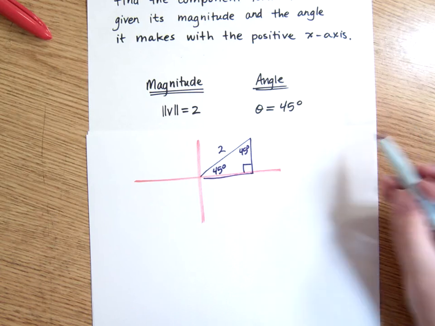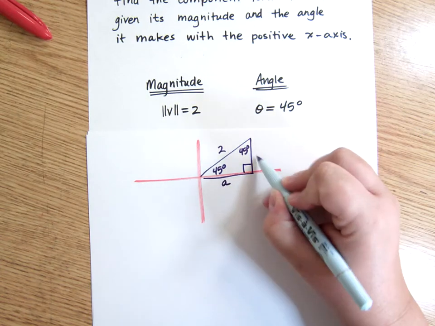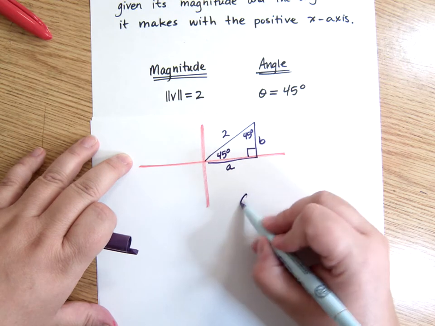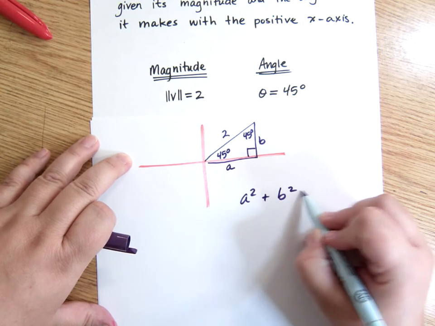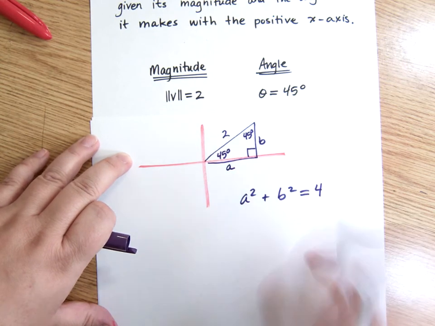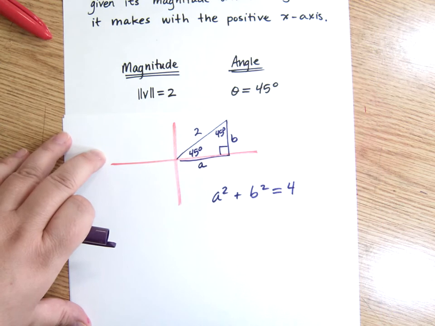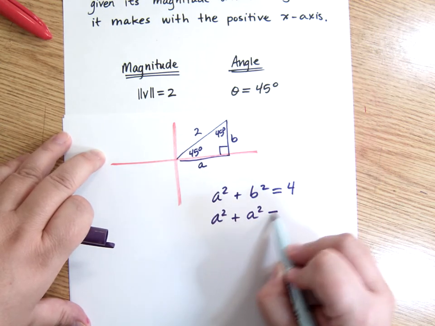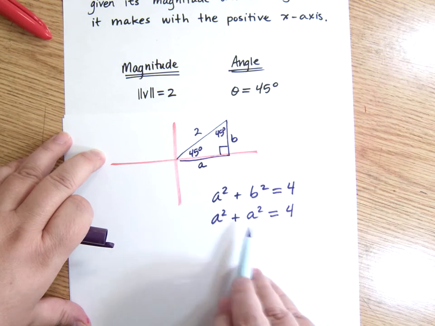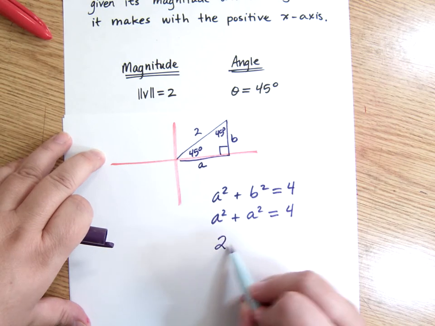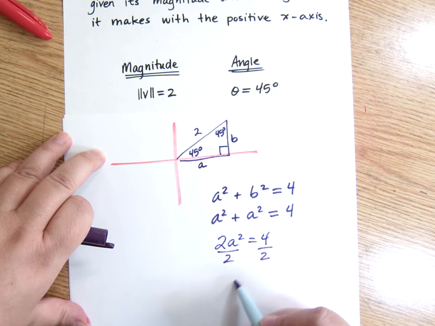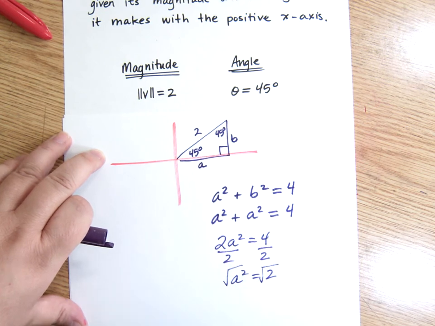Okay, so I'm looking for, let's call them A and B. But I know they're going to be the same. A squared plus B squared equals 2 squared. 2 squared is 4. But again, if they're the same, I'm going to substitute A in place of B, because A squared is the same as B squared. So now I have 2A squared equals 4. A squared equals 2. And A is going to be the square root of 2.